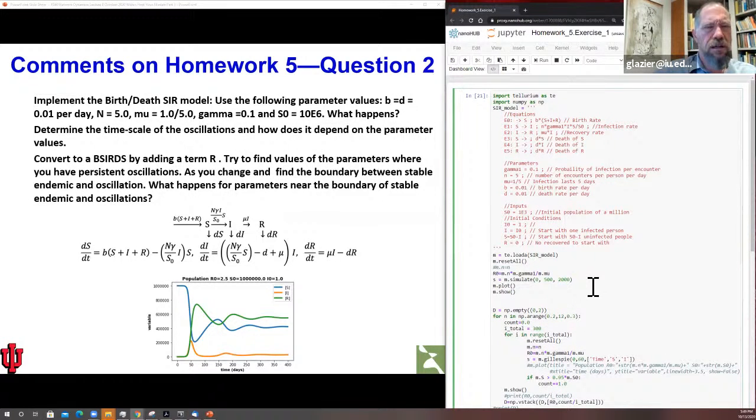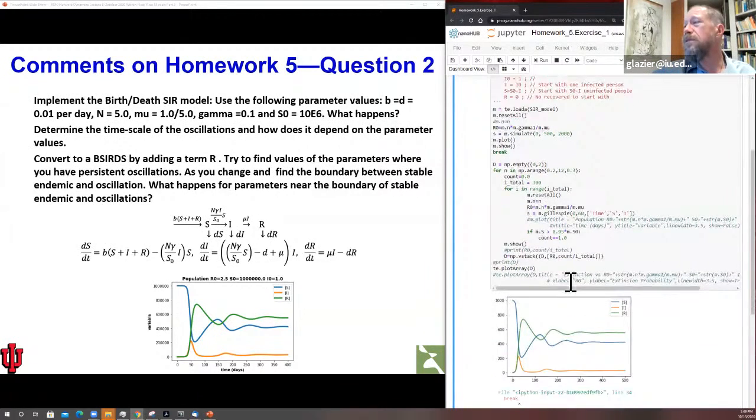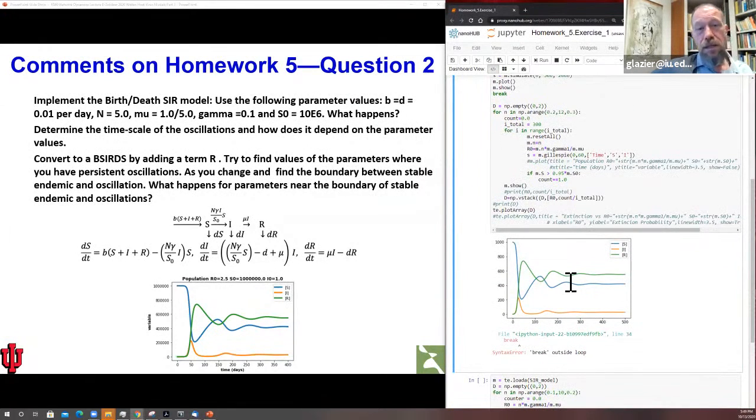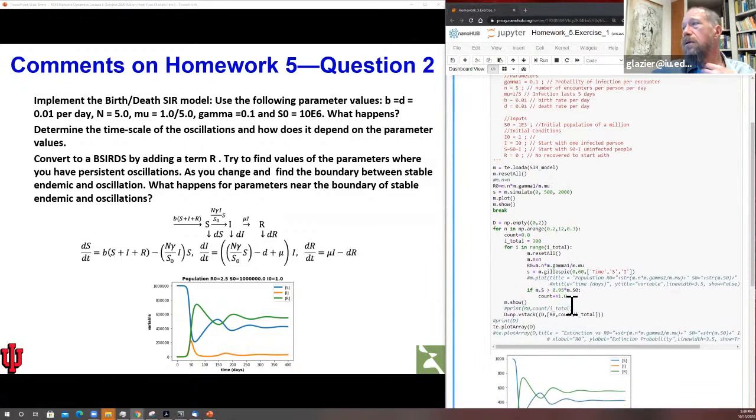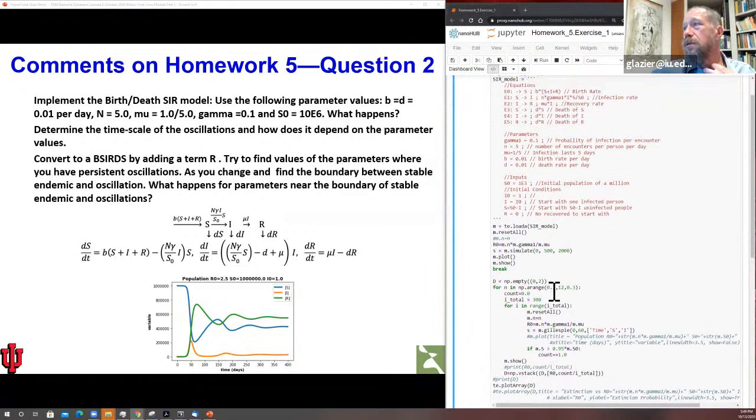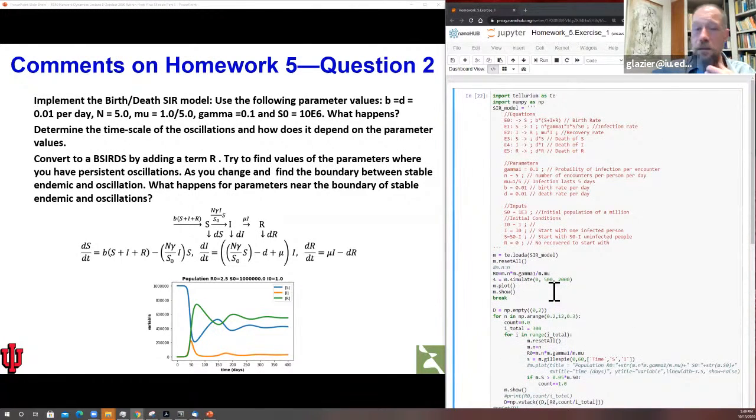Does it break? To stop Python? I don't remember. I think break. So it doesn't run the rest of it. Okay. So I'd like everybody to do that. All this stuff from here down isn't doing anything at the moment.